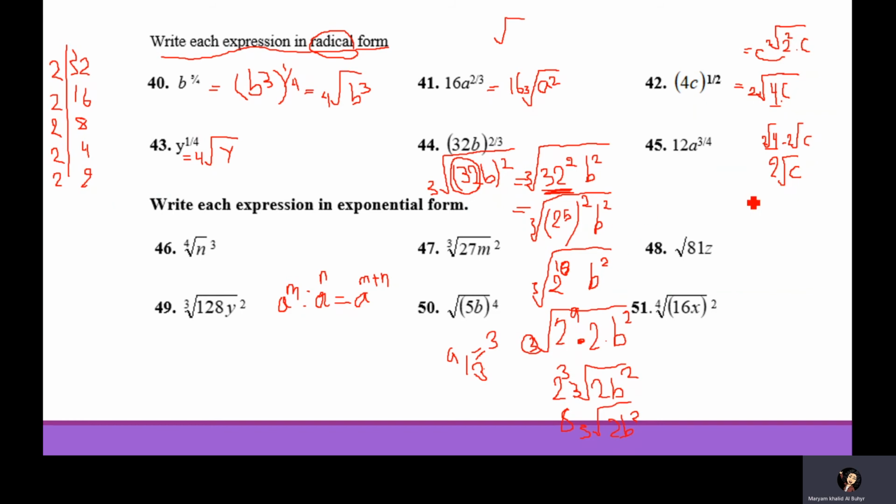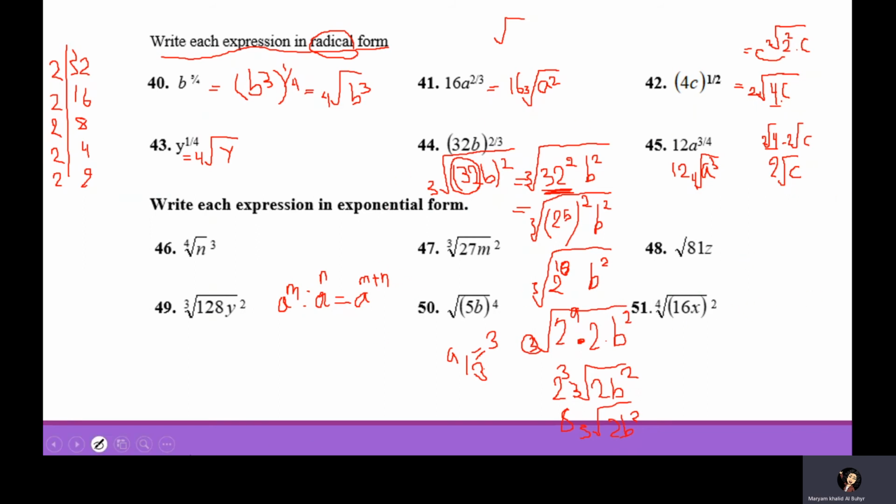So that's for this question. This one is easy. So 2, there is no parentheses. That means the exponent only for a. No problem with that. So that is a 3, all this the 4th root.